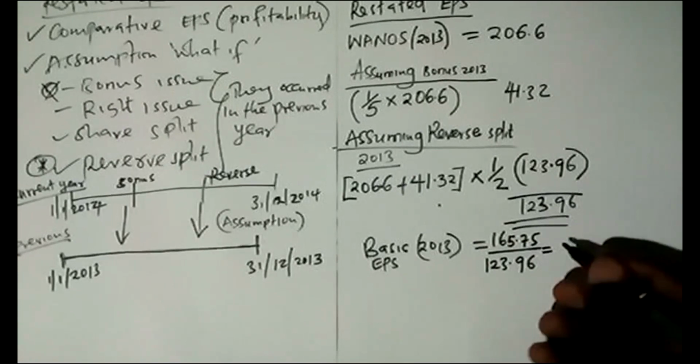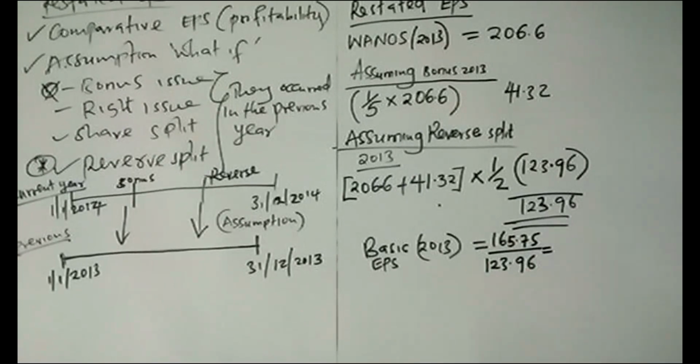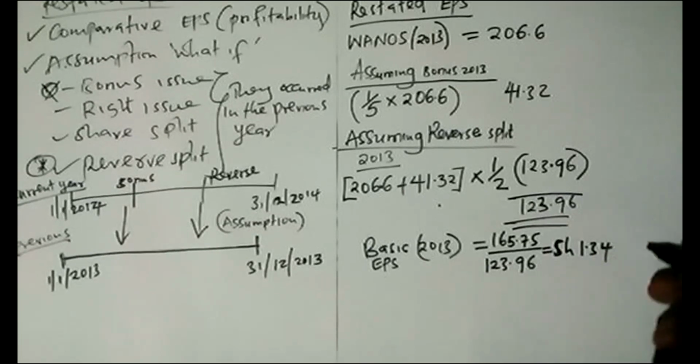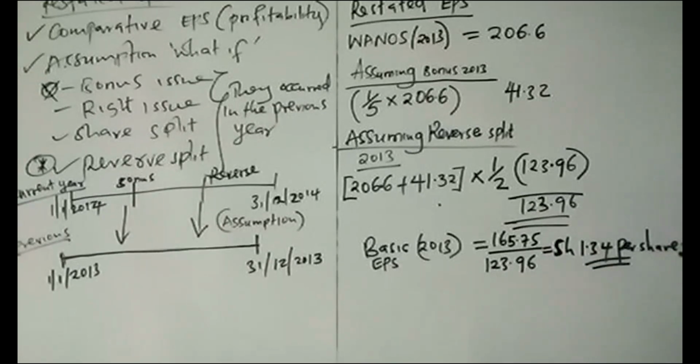Now, after these changes we have made with the assumptions, what if the two items, bonus and reverse split, occurred in 2013? So what I'm getting is 165.75 divided by 123.96. I'm getting shillings 1.34 per share. So this is all about the earnings per share for 2013, if the bonus issue and the reverse split were there in 2013.